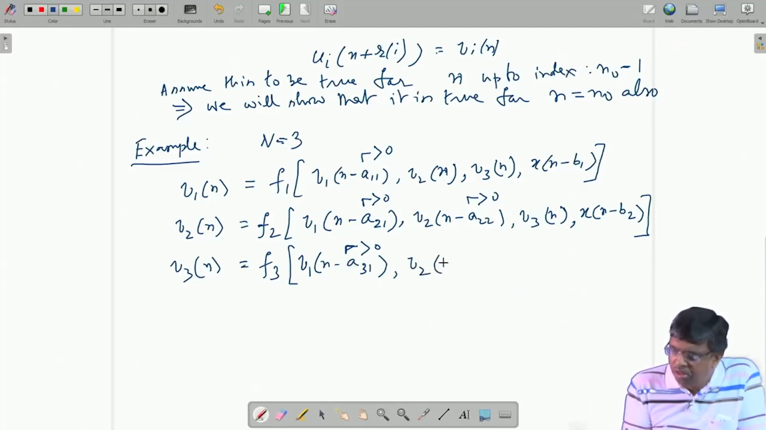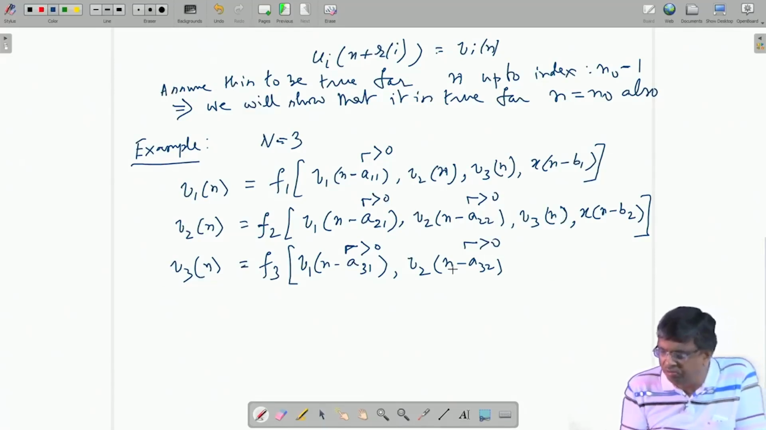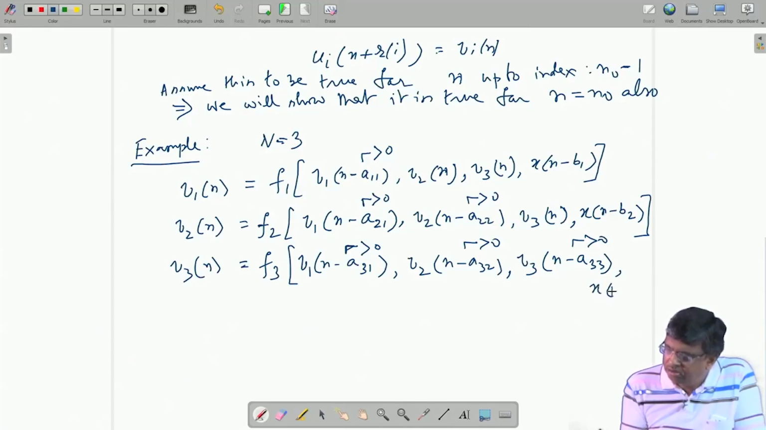Then V2 n minus A32, again this must be positive here, simply because V2n here was a function of V3n, no delay. So, when V3n is a function of V2n, there must be a delay, otherwise V2n will be a function of V3n, V3n a function of V2n, which means V2n will be a function of V2n itself, which is not possible. So, it is positive. Then I have got the self loop n minus A33 positive, and then Aii, self loop delay is always positive, and again n minus B3.